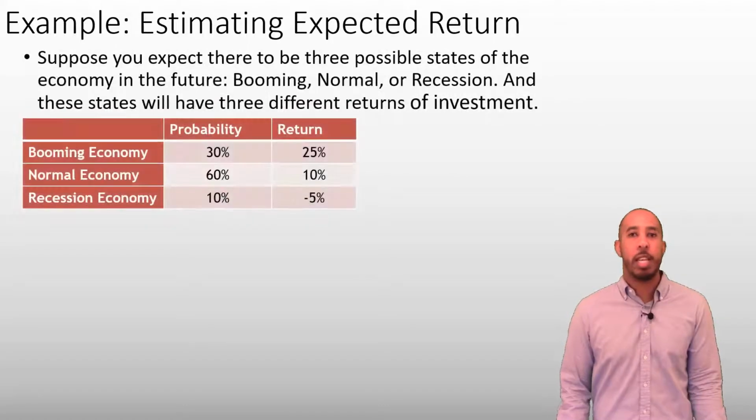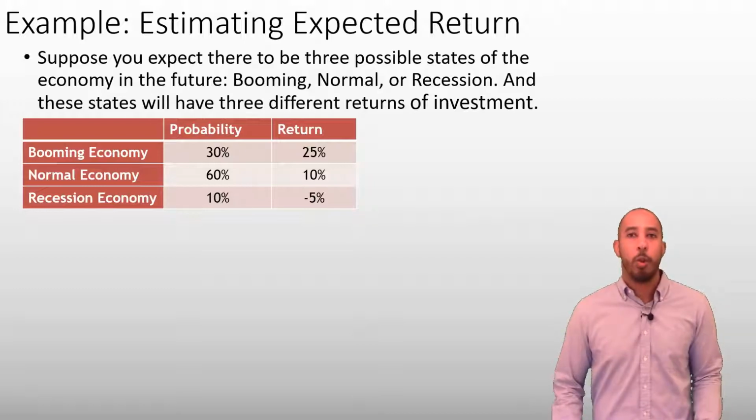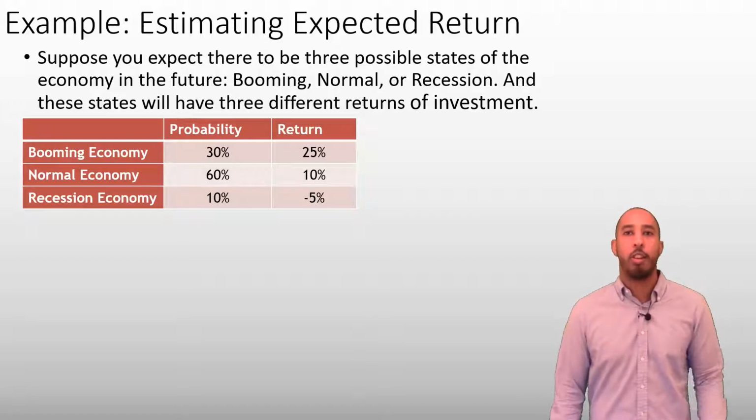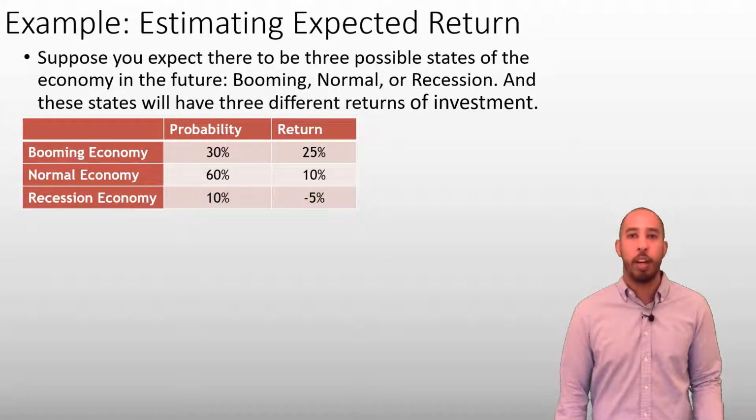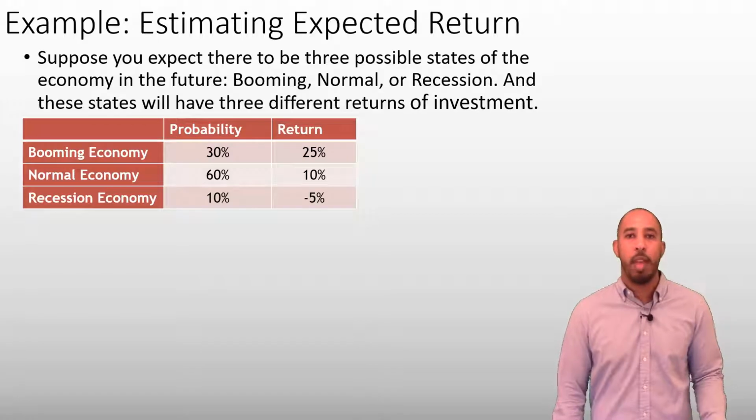Let's do an example to see how all this works. Suppose you forecast the economy to be in one of three conditions in the future. We either will have a booming economy, a normal economy, or we'll be in a recession. We forecast that there's a 30% chance we'll be booming, and the return on investment if we are booming will be 25%. There's a 60% chance of being normal, and that comes with a 10% return. And finally, there's a 10% chance we end up in a recession, and that comes with a negative 5% return.